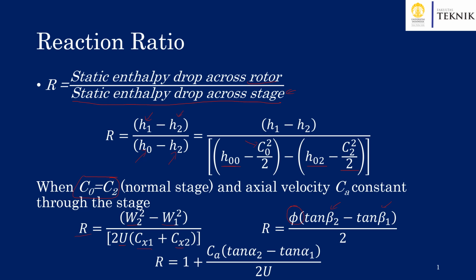Or we can also see them from the perspective of the absolute flow angle, or alpha. The value of the reaction ratio will have an effect on the velocity triangle, or the shape of a velocity triangle of the axial turbines, which we will discuss on the next slide.